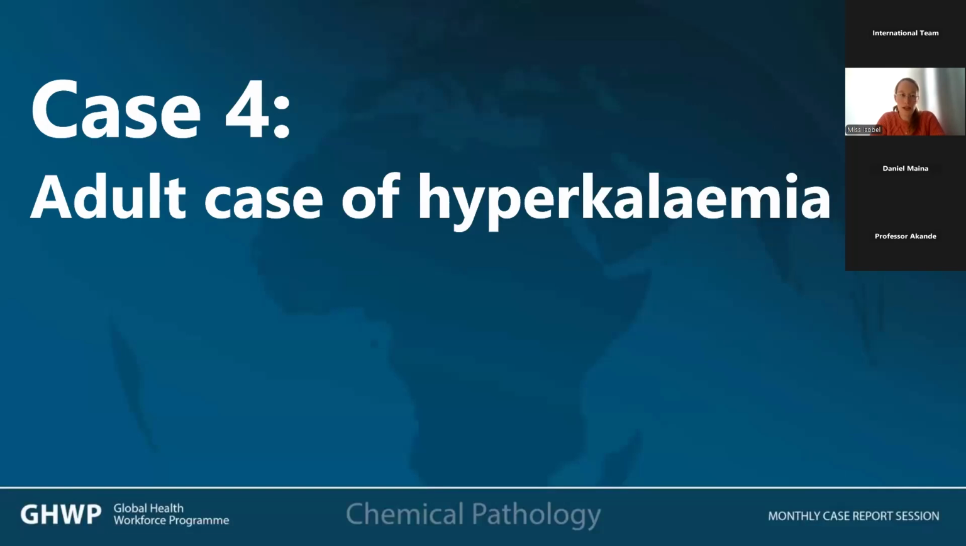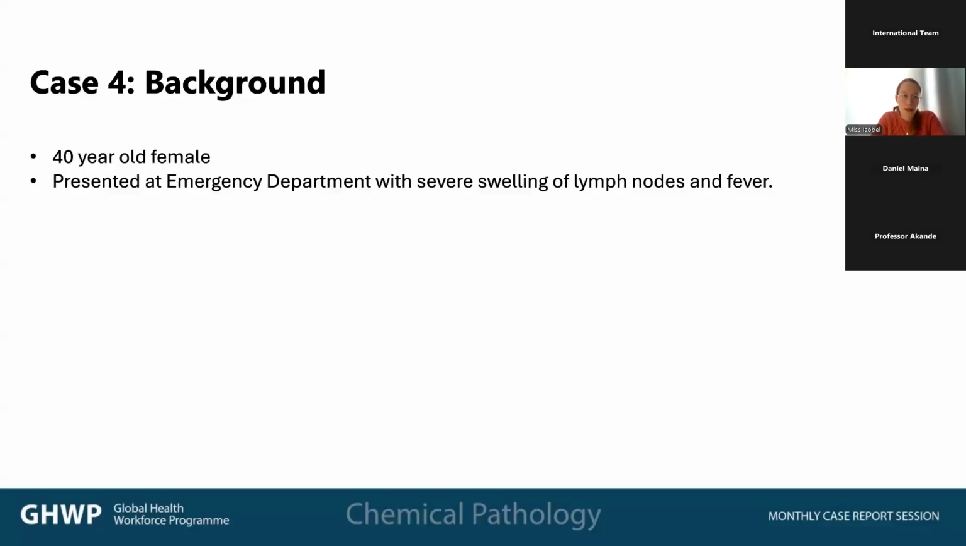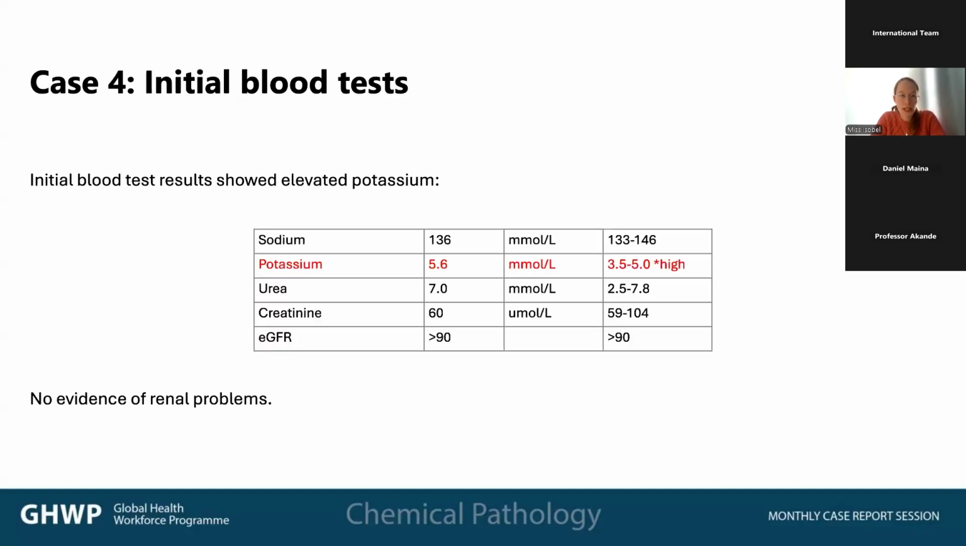So I'll move on to our last case, which is an adult case of hyperkalemia. So the background to this case: it was a 40-year-old female. She had presented at an emergency department with severe swelling of lymph nodes and fever. And the initial blood test showed elevated potassium. She's got a normal sodium, but she's got this slightly elevated potassium, 5.6. Her urea, creatinine, eGFR were all normal. And there was no evidence of renal problems in this patient, which is a common cause of hyperkalemia.